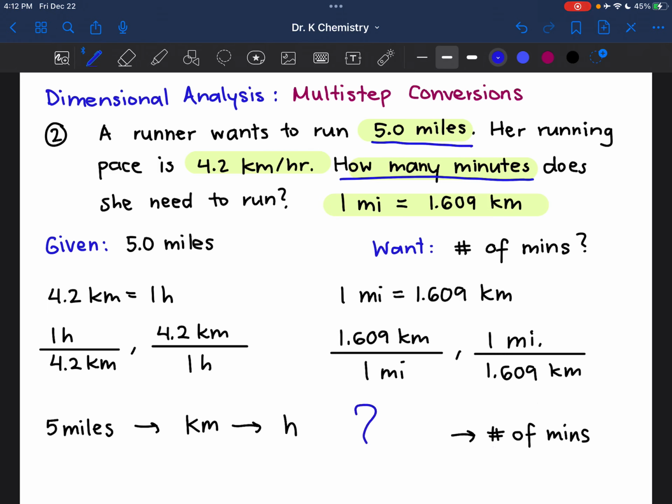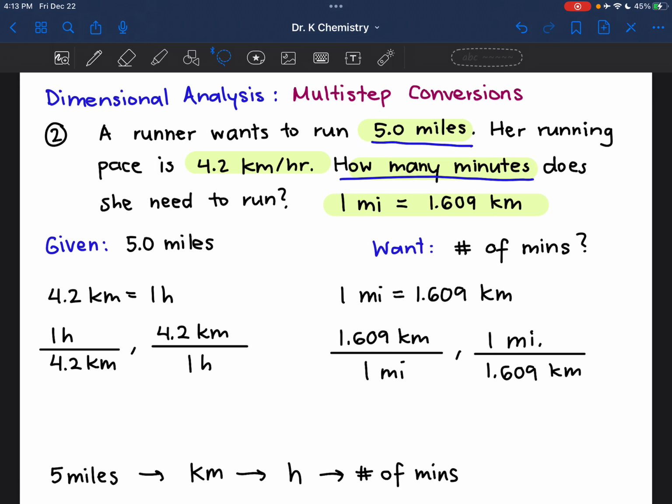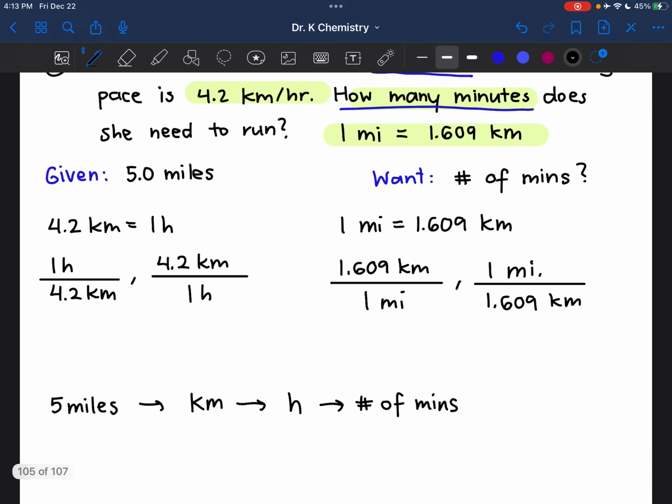But ultimately, we're interested in the number of minutes. So we need to have some way of connecting hours and minutes. And that's not explicitly given to us in the problem, but that's okay because we know how many minutes there are in an hour. So sometimes there will be little pieces of information that are missing from a problem that we need to fill in ourselves just based on what we know. And we know that there are 60 minutes in an hour. So there is one more connection here that we can draw up.